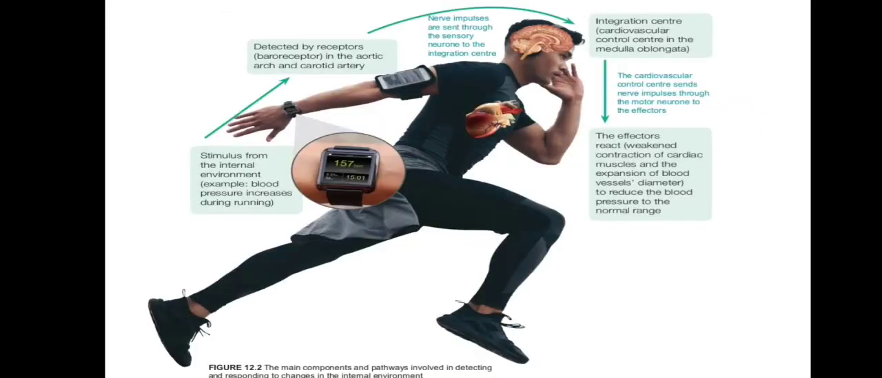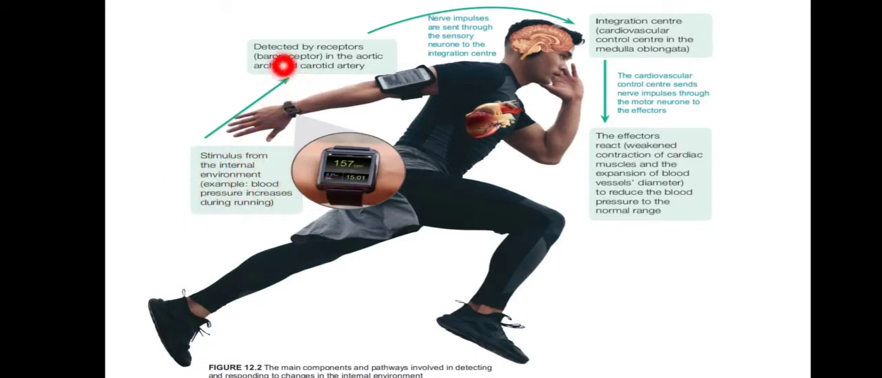So, this is the main component and pathway involved in detecting and responding to changes in the internal environment. This is an example for the internal environment. First, the stimulus from the internal environment, for example blood pressure increases during running.